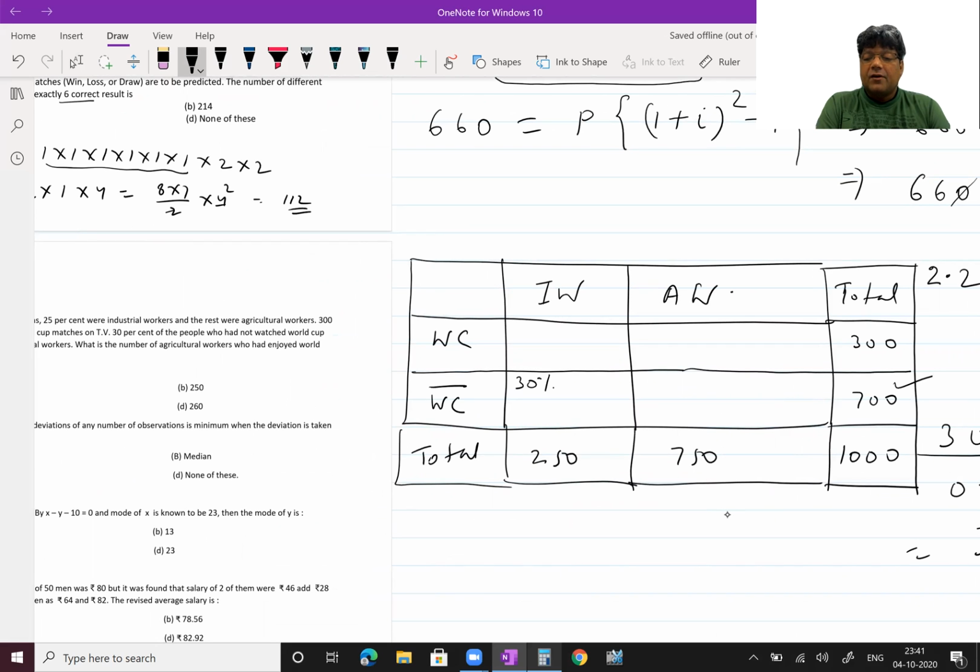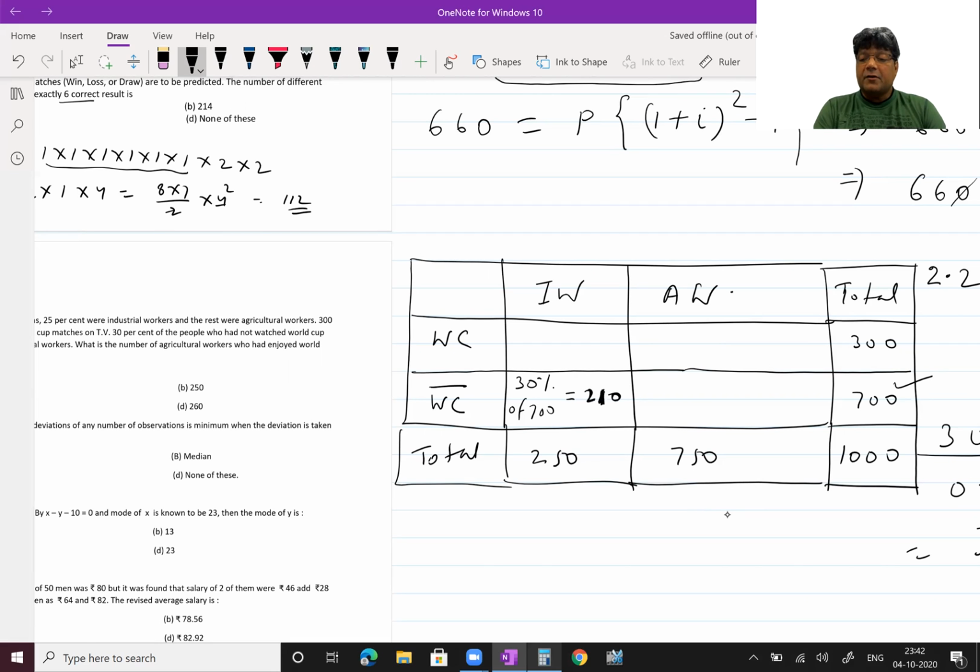So 30% of 700, that is equal to 210. So industrial workers who have not watched the World Cup are 30% of the people who had not watched the World Cup. Again saying, people who have not watched the World Cup are 700, and 30% of those are industrial workers. That means 210.